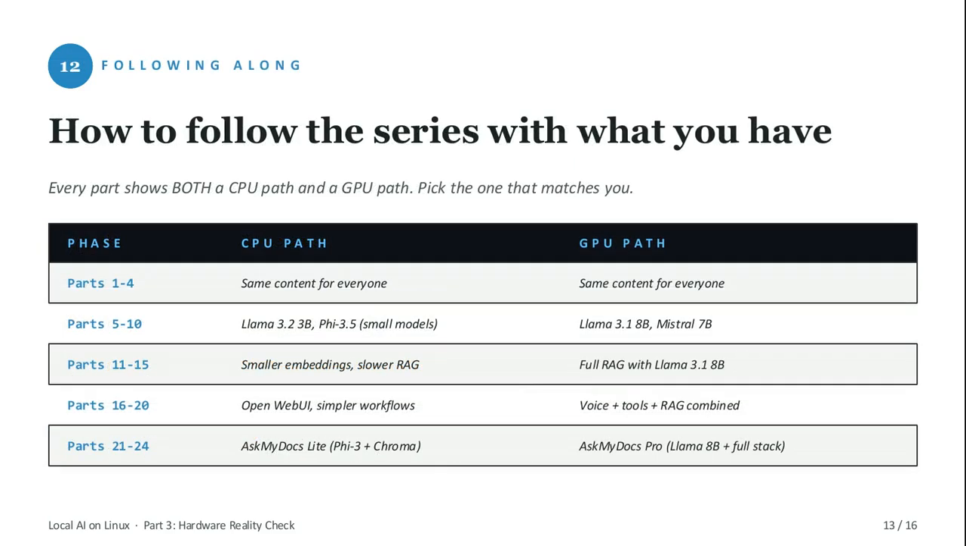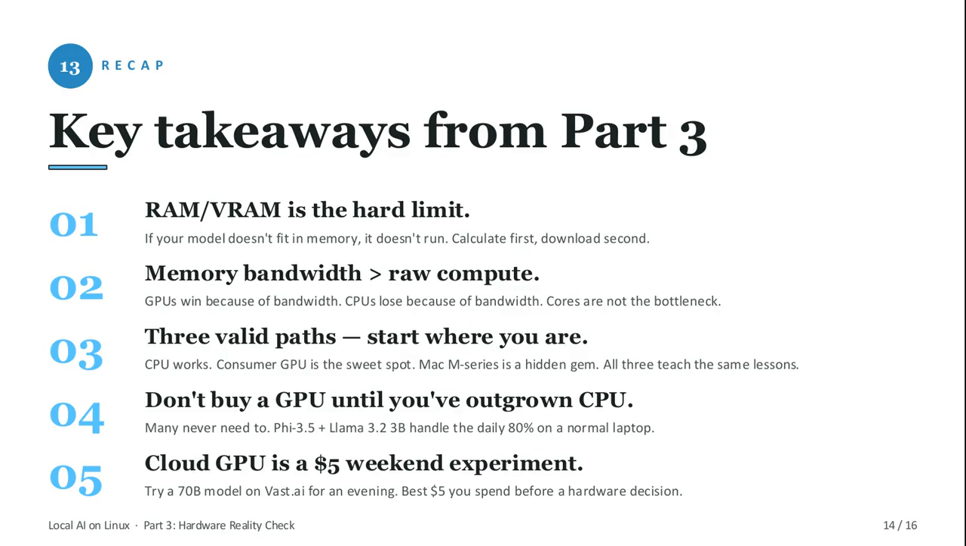Now, here's the good news. You don't need to buy anything to keep following along. Every part of this series ships with 2 tracks, a CPU path and a GPU path. The first 4 parts are universal. From Part 5 onward, CPU folks run smaller models like Llama 3.2 3B and Phi 3.5, while GPU folks step up to Llama 3.1 8B or Mistral 7B. By the final stretch, you're either building Ask My Docs Lite or the full Pro stack, same skills scaled to your hardware.